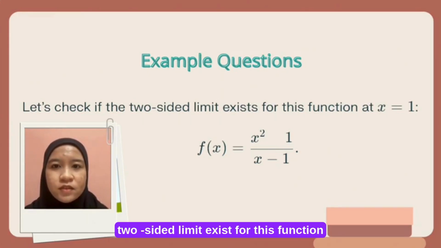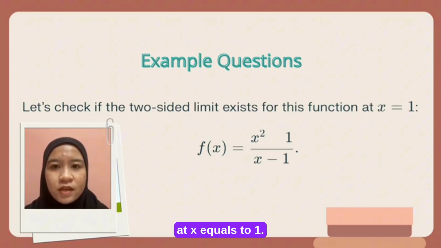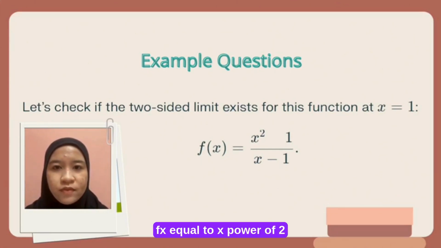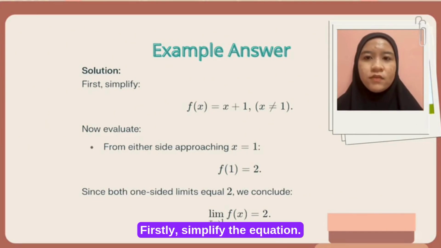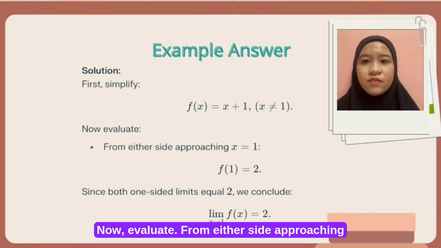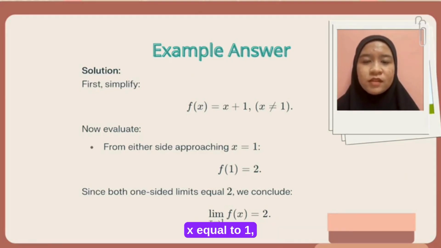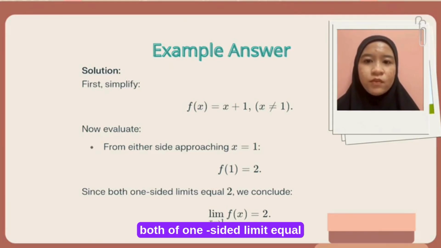Okay, next let's move to the question. Let's check if the two-sided limit exists for this function at x equals 1: f(x) equals (x squared minus 1) divided by (x minus 1). Now the solution for the question. Firstly, simplify the equation, making sure x is not equal to 1. Now evaluate from either side approaching x equals 1: f(1) equals 2. Since both one-sided limits equal 2, we can conclude that the limit of f(x) as x approaches 1 equals 2.